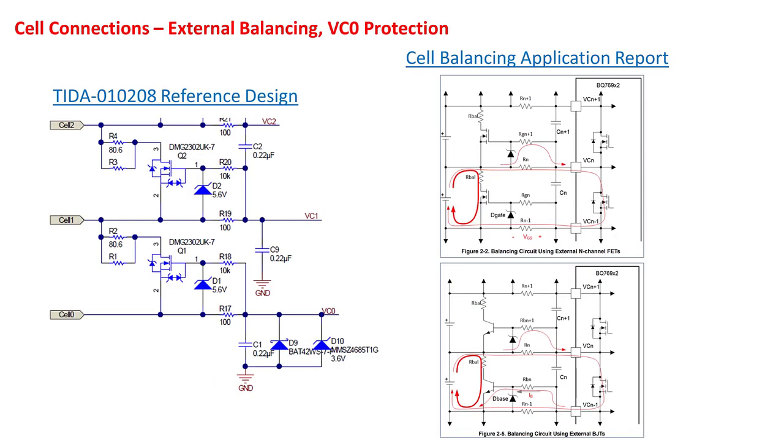If higher cell balancing current is needed, external FETs or BJTs can be used. The cell balancing application report goes into a more detailed discussion on this topic and contains examples for each case. TI reference design TIDA 010208 uses external in-channel FETs for balancing, so it is also a good reference.